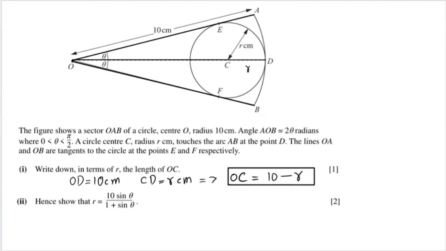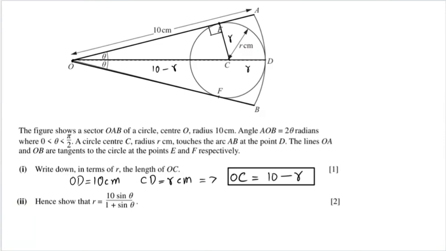Part 2. Hence show that r is this. So now we need the radius in terms of theta. There is a property of tangent and circle or any curve. Tangent touches the circle at one point and radius is perpendicular to tangent. So this is r and this is 10 minus r. So now we need to write r in terms of theta, right? So let's give it a go.